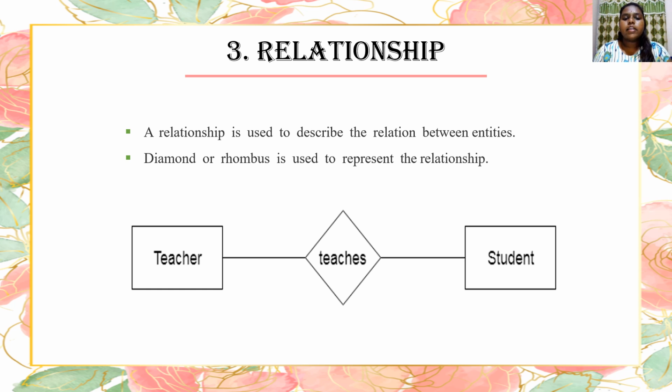Relationship. A relationship is used to describe the relation between entities. A diamond or rhombus is used to represent the relationship. In the below figure, teacher and student are the entities, while teaches is the relationship between teacher and student.